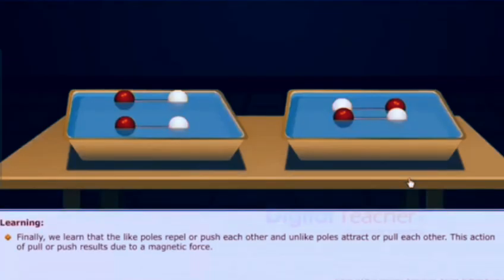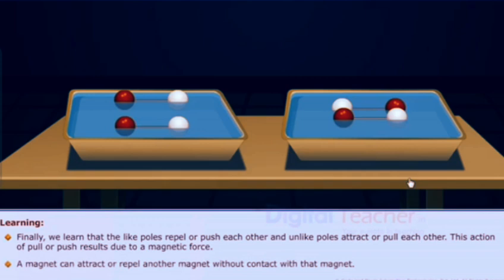Finally, we learned that the like poles repel or push each other and unlike poles attract or pull each other. This action of pull or push results due to a magnetic force. A magnet can attract or repel another magnet without contact with that magnet.